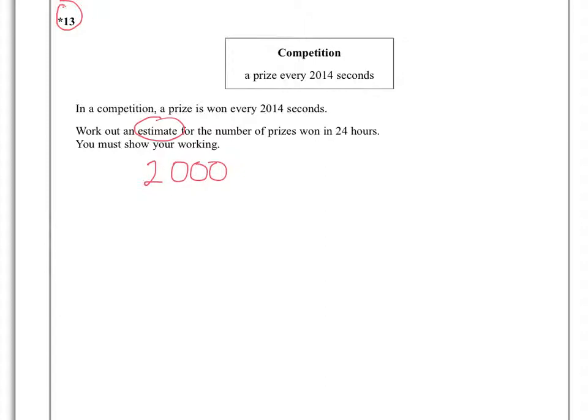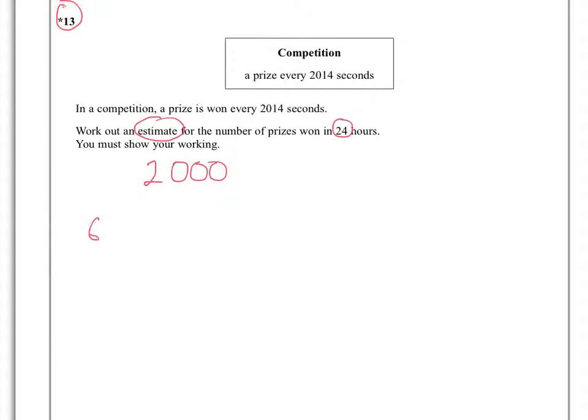Now in the mark scheme, it said here that if you rounded any of the numbers that you need to one significant figure, then you could get a mark. So if we just write down 2000 for this question, we do actually have a mark. So there's a prize won every 2000 seconds. We need to work out how many seconds there are in 24 hours.